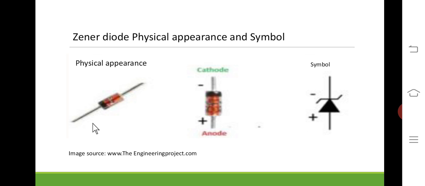Now the physical appearance, how you are going to see it. Remember that this black side is the cathode of the diode, and the other side is the positive of the diode. This is the physical appearance and the symbol of the diode.